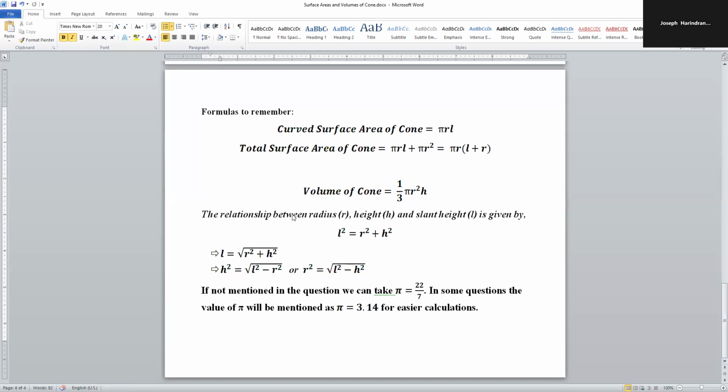The relationship between radius r, height h, and the slant height l is given by an important relationship which comes as a result of the Pythagorean theorem. In a right angle triangle, l squared is equal to r squared plus h squared, from where we can get l is equal to square root of r squared plus h squared.